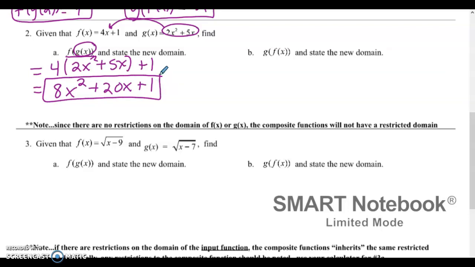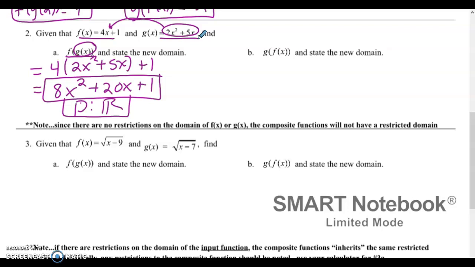And now we need to talk about the domain. And if we end up with a quadratic, just remember that a quadratic is going to have a domain of all real numbers. So this domain is also going to be all real numbers. Okay? And just kind of like we did with adding and subtracting and all of that, if the original functions have no domain restrictions, when we do the composition, there will be no domain restrictions there either.